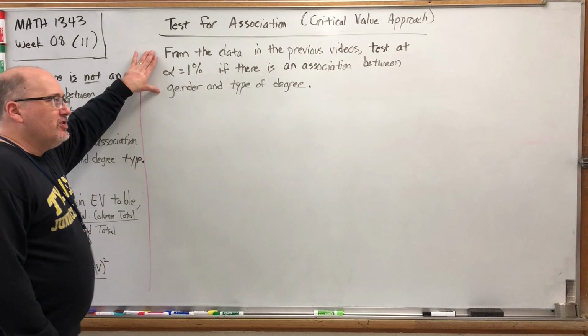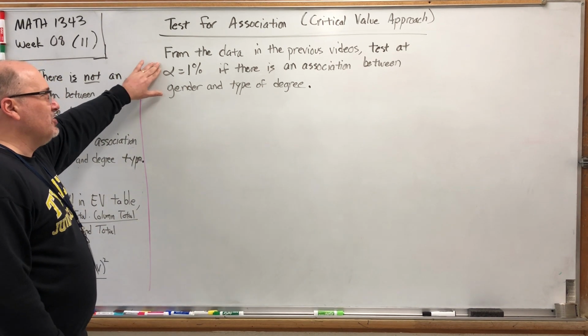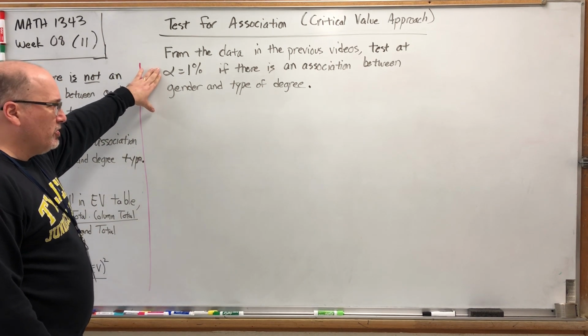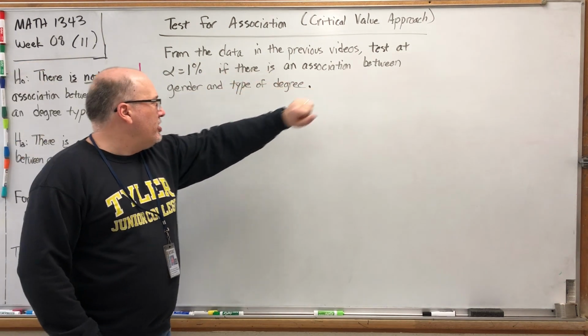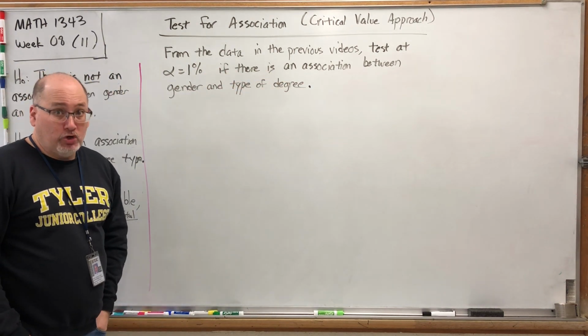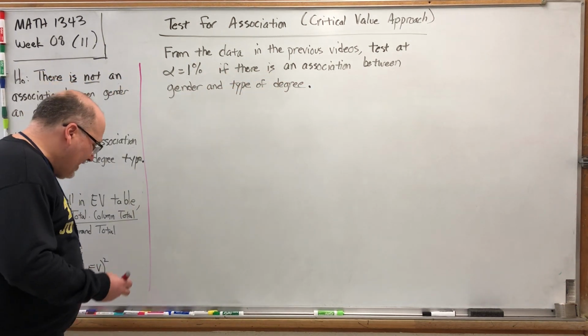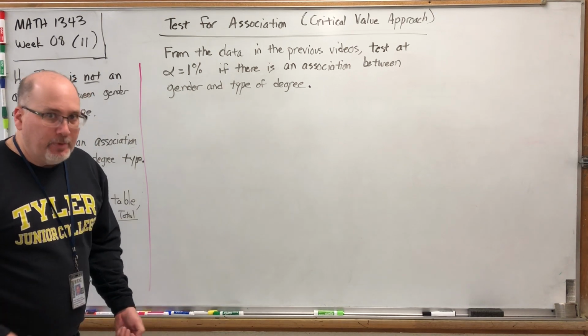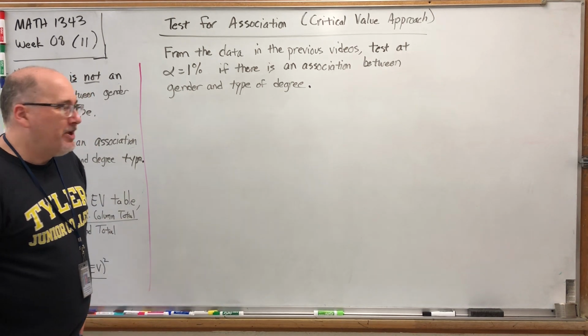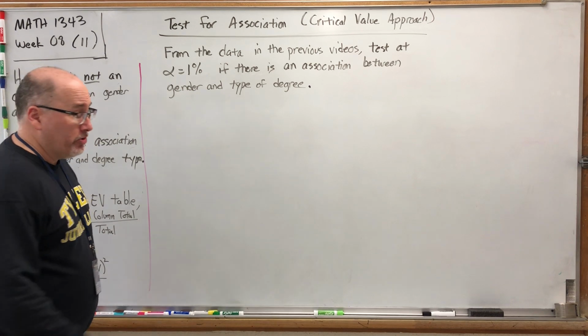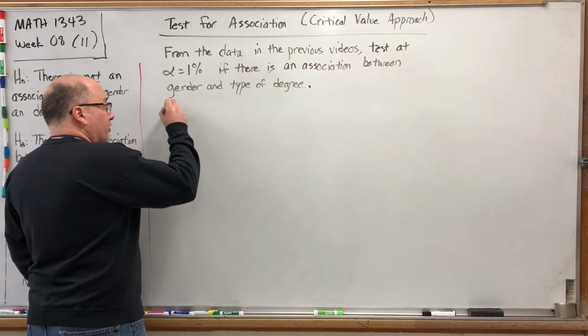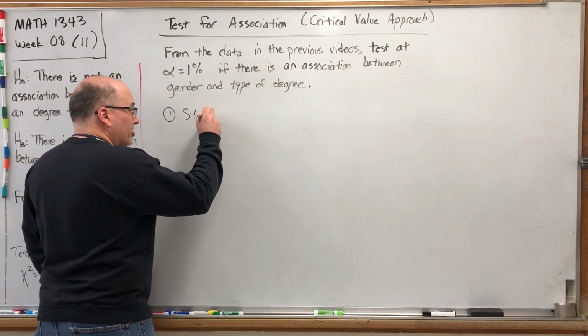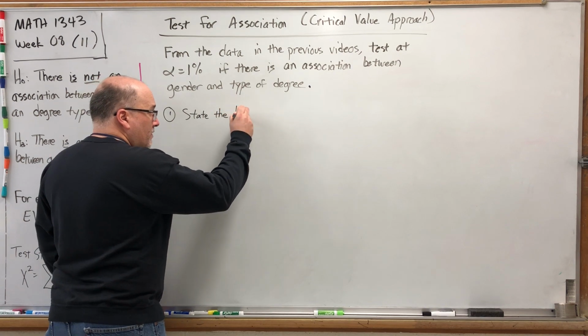From the data in the previous videos, test at a significance level of alpha equals 1% if there is an association between gender and type of degree. By now, you should be fairly familiar with the protocol for performing a hypothesis test using the critical value approach. The first step, as usual, is to state the hypotheses.